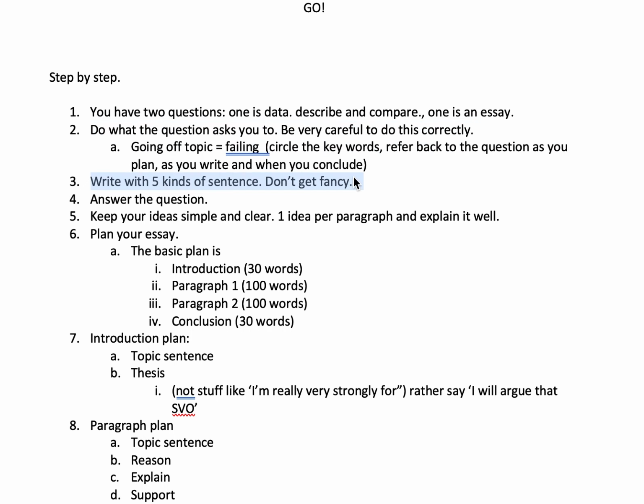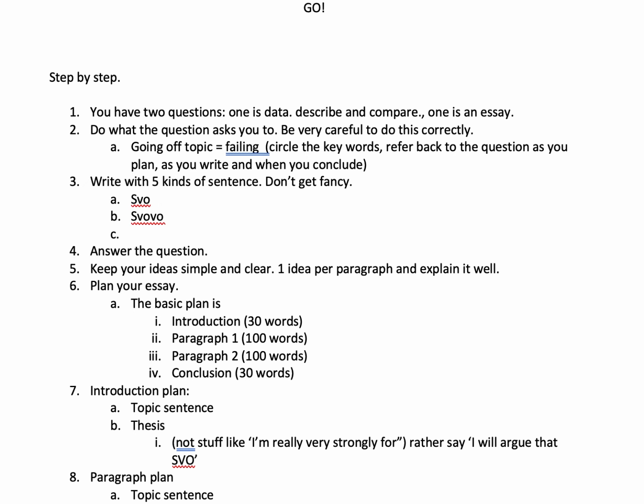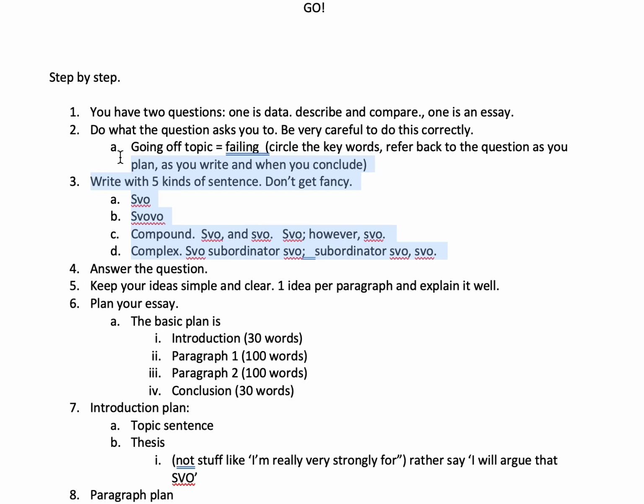You only need 5 kinds of sentences: an SVO, subject, verb, object; a compound, which is SVO and SVO; a complex, SVO, subordinator, SVO; or subordinator, SVO, comma, SVO. And if you're going to use something like however, it's SVO, semicolon, however, comma, SVO. My students use this and get a 7 on their writing.